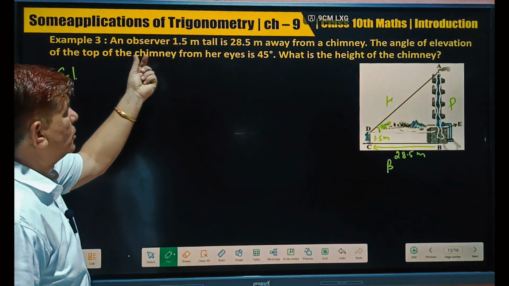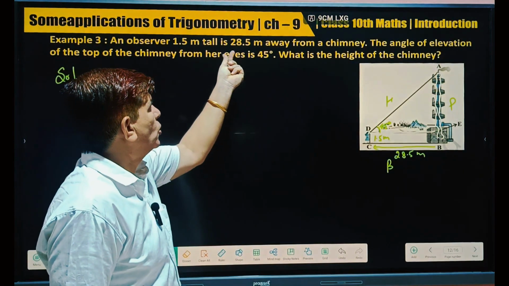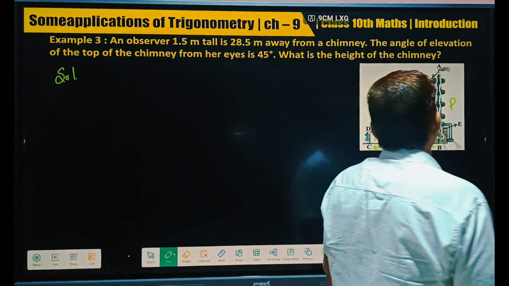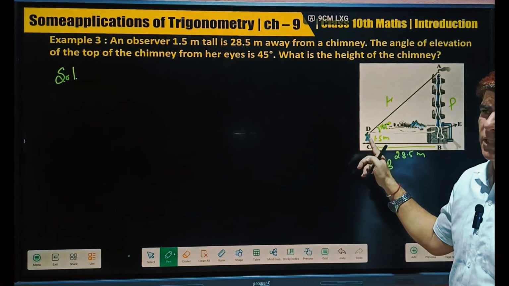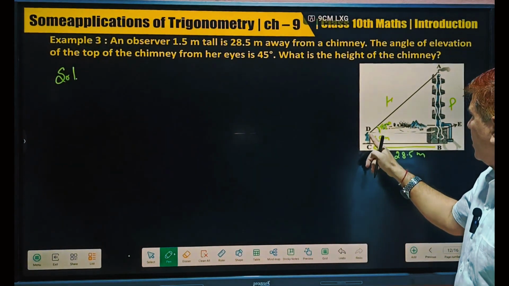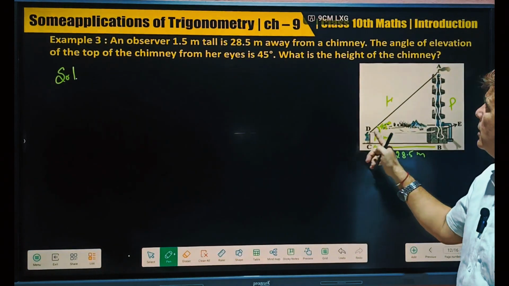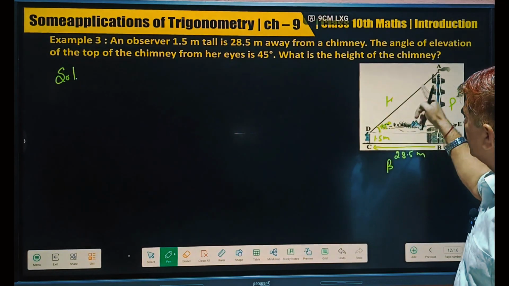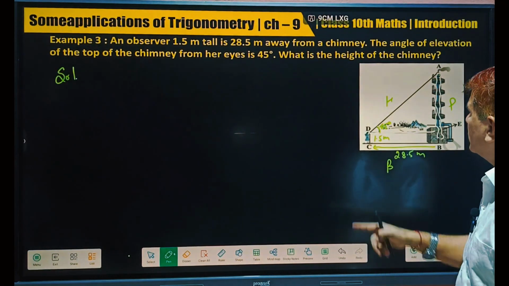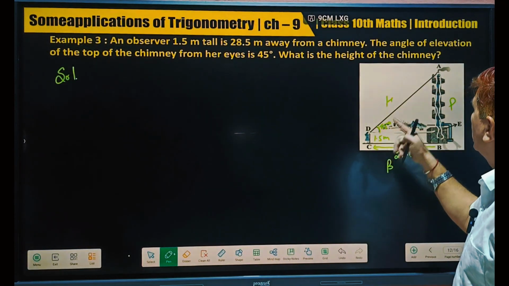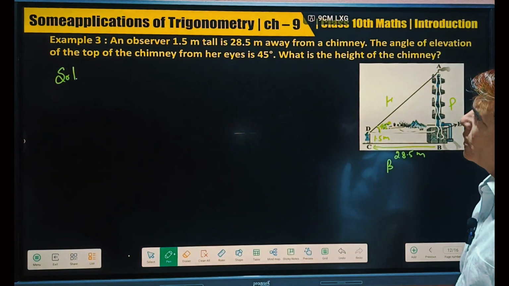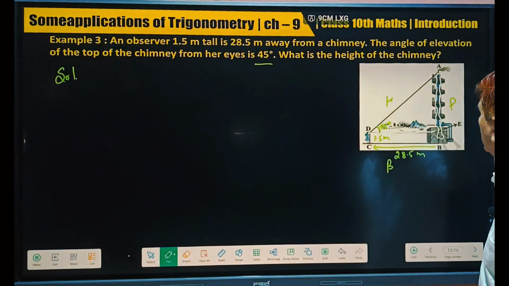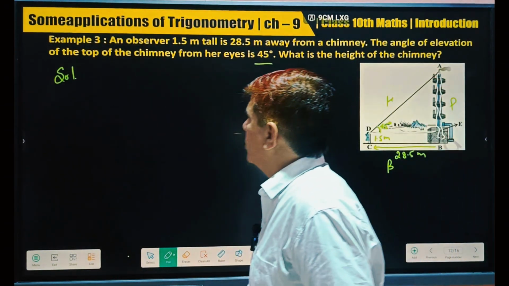What is it saying? An observer 1.5 meter tall is 28.5 meter away from the chimney. The angle of elevation, I told you what the angle of elevation is. If this is the horizontal line and looking there, this is the line of elevation. So the angle of elevation of the top of the chimney from the observer's eye is 45. What is the height of the chimney? It means you have to find out the perpendicular height.